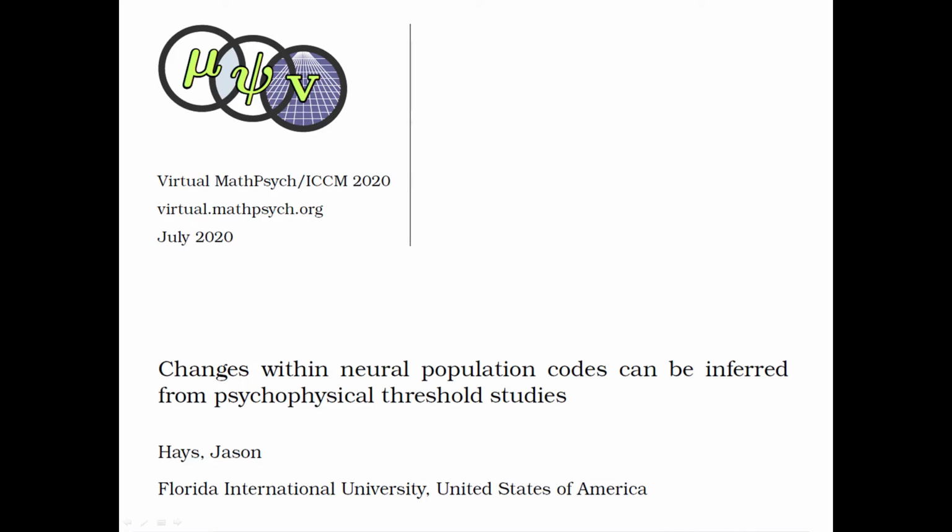I'm Jason Hayes, a graduate student in the CCN lab at FIU in Miami. This is a pre-recorded presentation for the 2020 meeting of the Society for Mathematical Psychology. My research explores how changes within neural population codes can be inferred from psychophysical threshold studies.